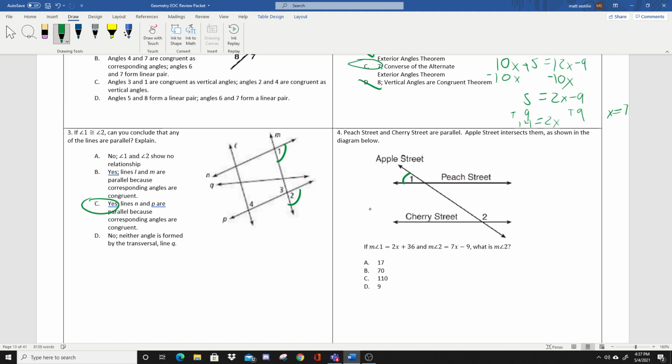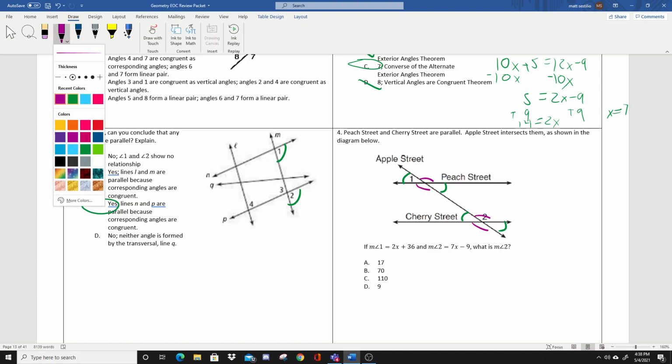Alright, so angle 1 would be the same as this one. This angle would be the same as this one if they're parallel. This angle would be this one. This angle would be this one. So they are not the same.